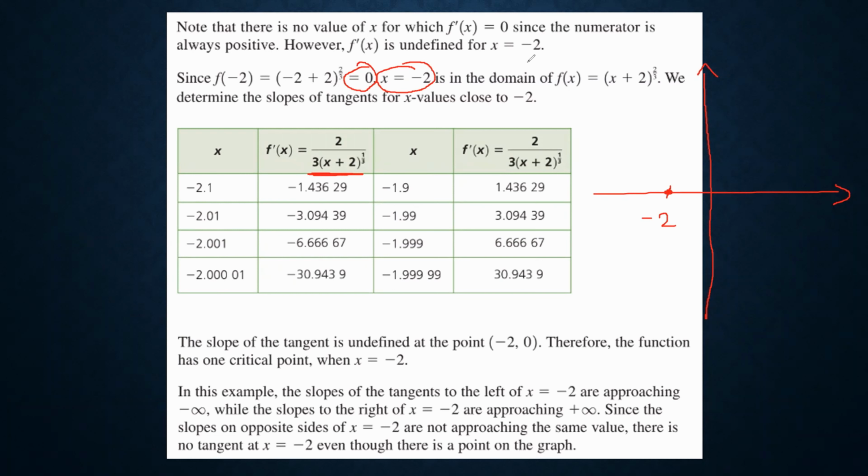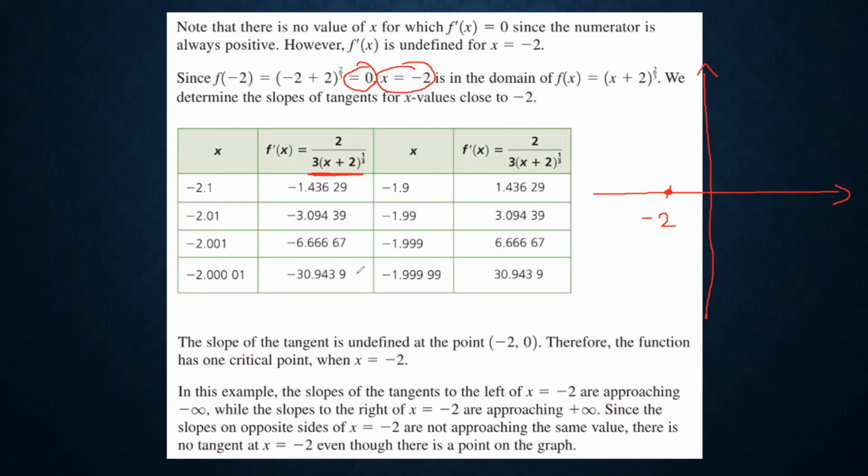I was saying that even though the function is not defined at this point, so we cannot find the limit at this point, we still can find limits from the left and right hand side of this point. Am I right? Yeah.